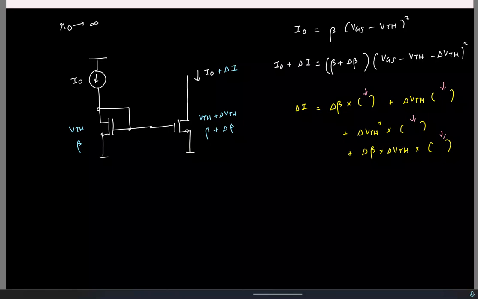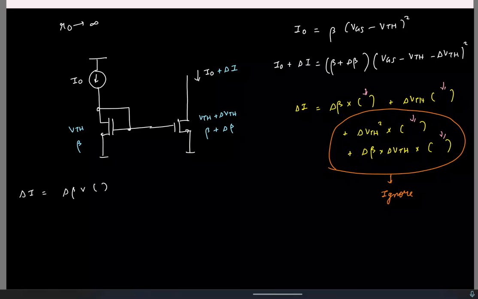But if I were to get a decent approximation to this, what can I ignore or what can I include? So basically all these terms I'll ignore, right? This is essentially similar to your small signal approximation, where your nonlinear expression is there, you say that for small variations, ignore the second order and higher order terms. So I can say that delta I is approximately delta beta into something plus delta VTH times something.